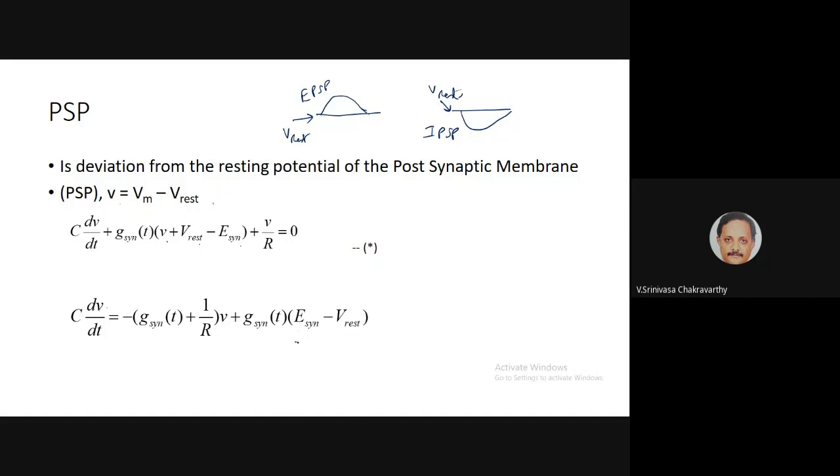You see that this quantity plays a critical role in determining whether the PSP is an IPSP or an EPSP. E_syn is the Nernst potential of the synaptic channels, whereas V_rest is the combined potential of all the other channels on the postsynaptic side. So it's an interesting term, and this difference plays a key role.